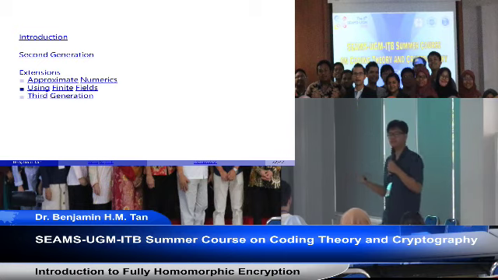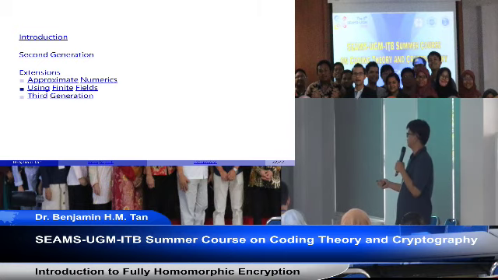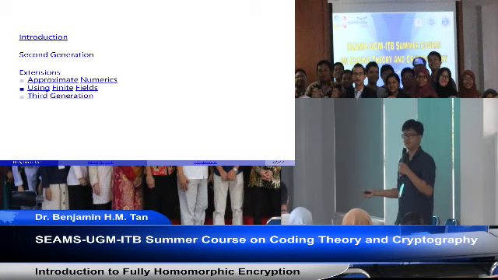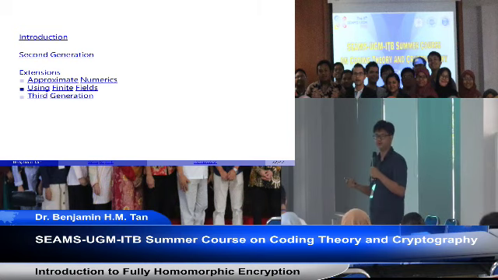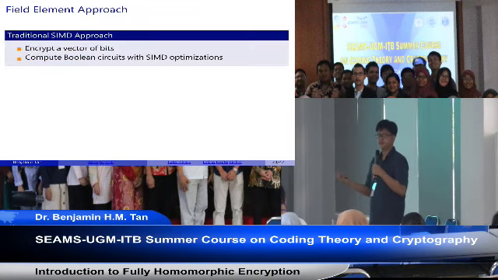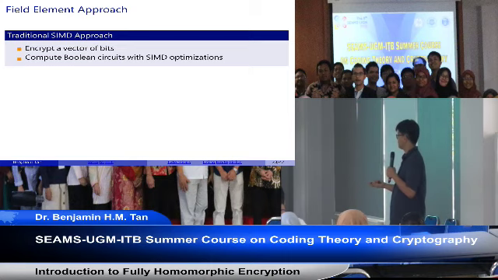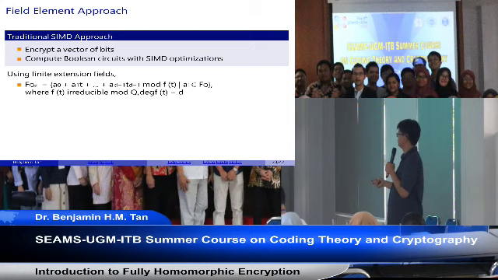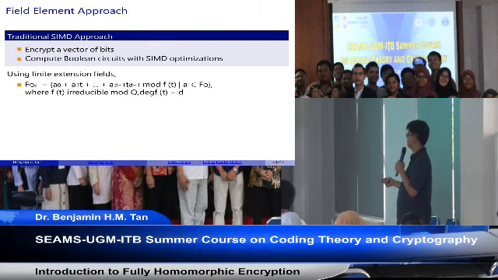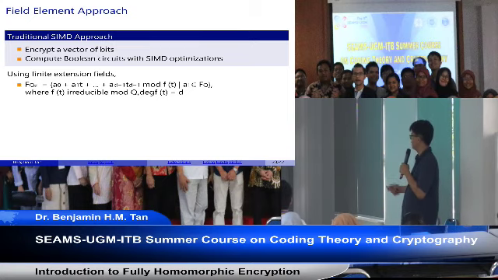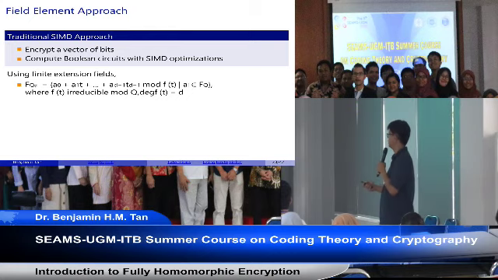So the traditional way of computing on encrypted data with the SIMD approach, you just take a bunch of bits and then you compute Boolean circuits on them. So it's kind of wasteful when you know that your plaintext space is actually F_q^d. And so we try to use this in this approach. So let's say F_q^d can be represented this way: a_0 + a_1 t + ... + a_{d-1} t^{d-1}, modulo f(t), where f(t) is irreducible and of degree d.